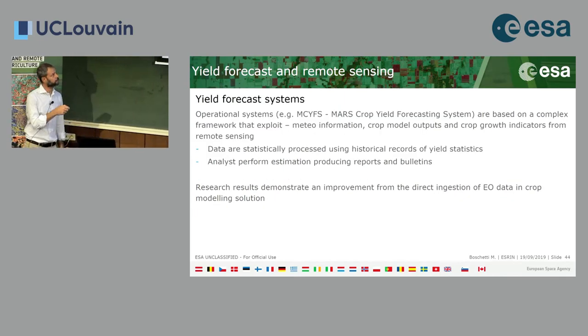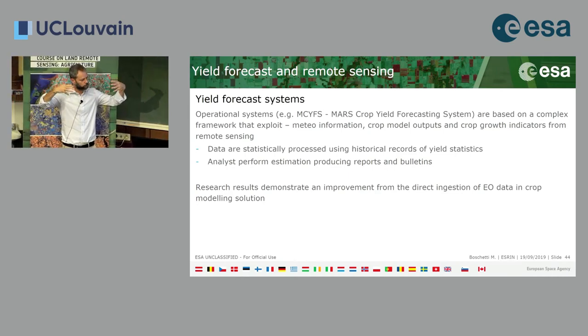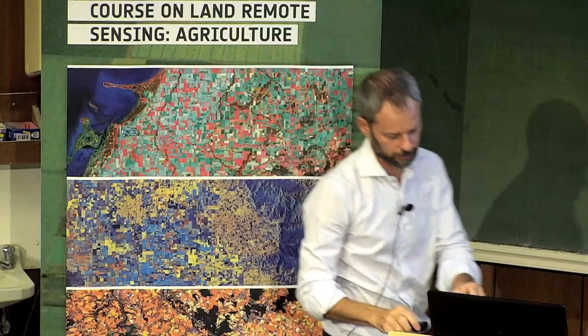At the end, the yield forecast systems are complex systems that use all those things together to derive statistics, and they are improved when remote sensing is not only used as an external source of information, but is ingested in the crop model.